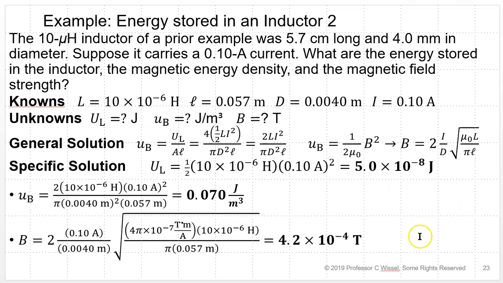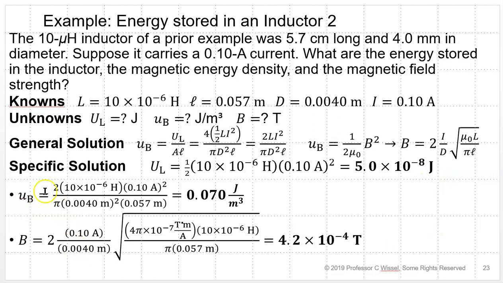And now we're going to start plugging the numbers in. So big UL equals 1/2 times 10 to the minus 6 Henry. That's the big L times 0.10 amp. That's the current squared. And the big UL is 5 times 10 to the minus 8 joules.